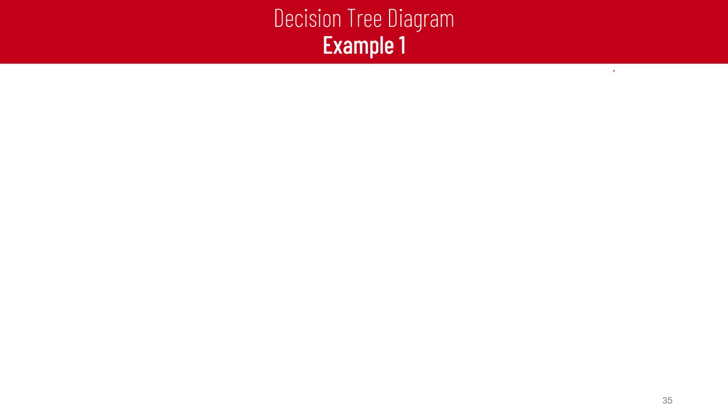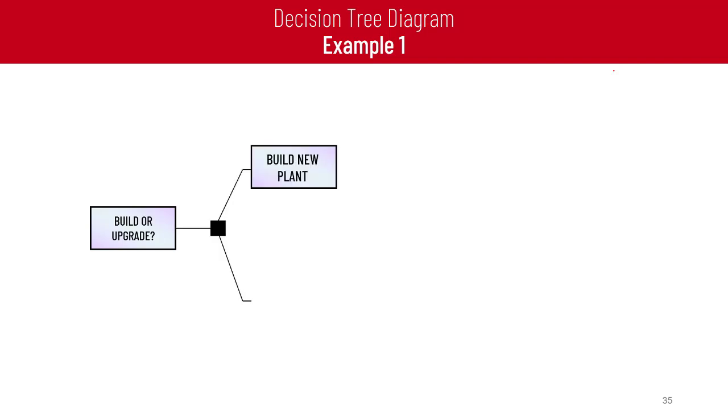Example number 1 for decision tree diagram. If you have a project, and we need to make a decision about whether to build a new plant or upgrade a current plant. The first option for us is to build a new plant, which will cost us 120 million, or upgrade the existing plant, which will cost us $50 million.